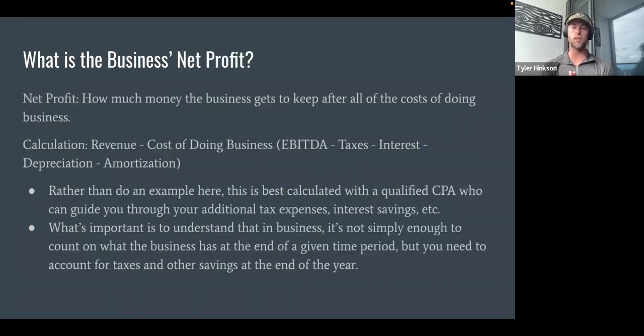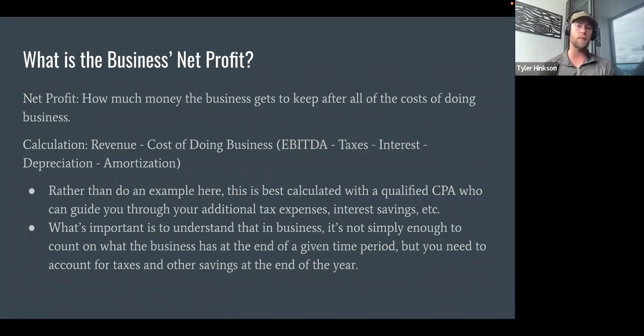Now, just to separate what the difference technically is between EBITDA and net profit: net profit is how much money the business actually gets to keep after all of the costs of doing business. So it's essentially EBITDA minus the things that are in the ITDA portion of EBITDA. So minus taxes, interest, depreciation, amortization.